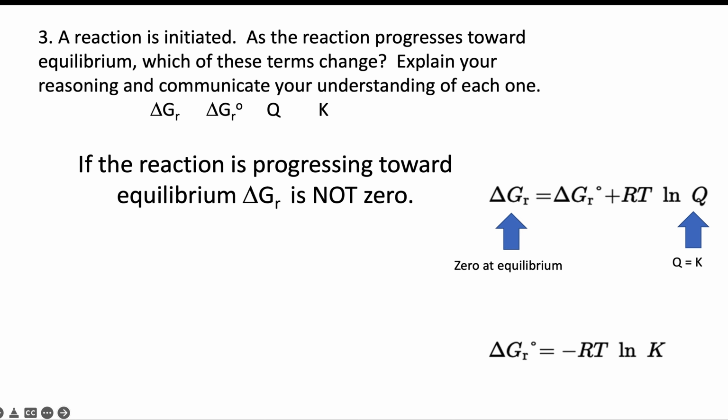Under those conditions, Q is equal to K, and that's what it means to take the delta G naught, slide it over to the left-hand side of the expression, and under those conditions, we can solve for what that K value would be. So as this reaction is progressing, I'm thinking that we have 2 of the terms that we're changing and 2 of the terms that are remaining constant.